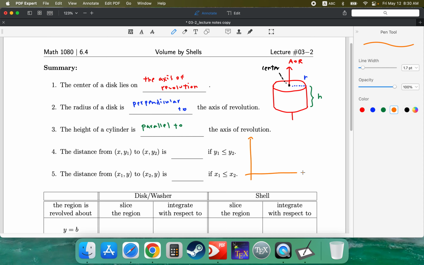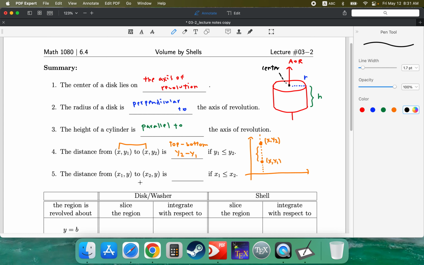Let's say you have 2 points that have the same x values. That means they lie on the same vertical line. Notice that y2 is greater than y1, so the point (x, y2) will be above the point (x, y1). To find the distance in between, we have y2 minus y1, which is top minus bottom.